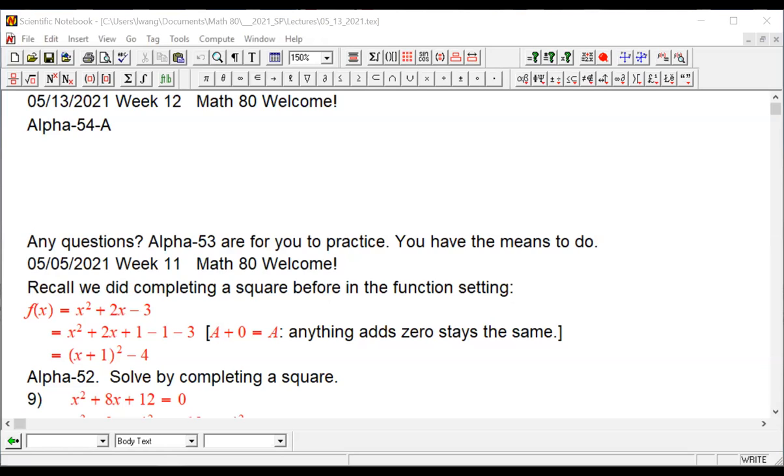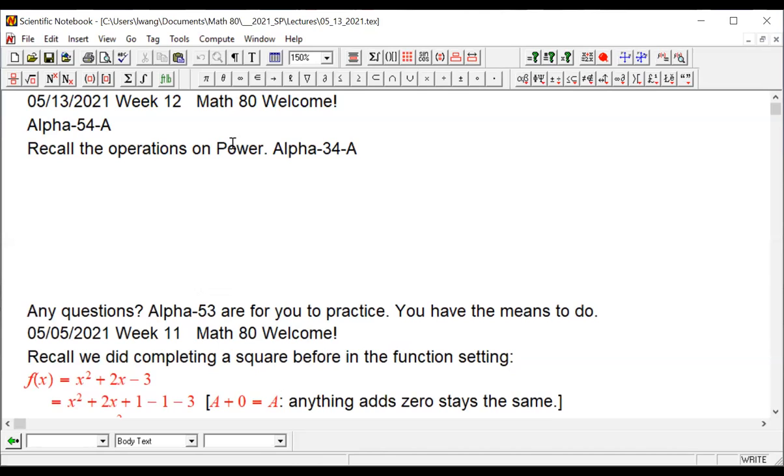Let me show you. Which section? I'm looking for it. It's in 33, 34A, and so on. Okay, so recall the operations on power. That is 34A. So what did we study there?